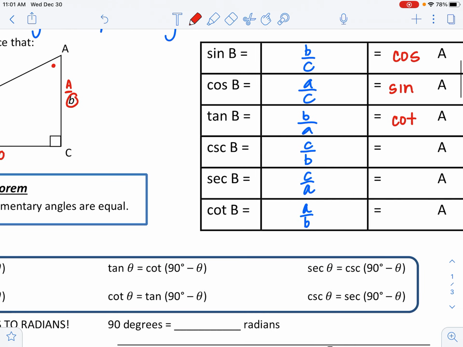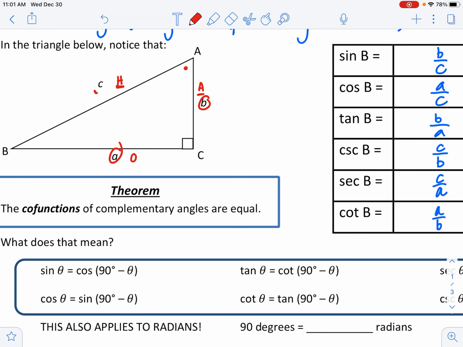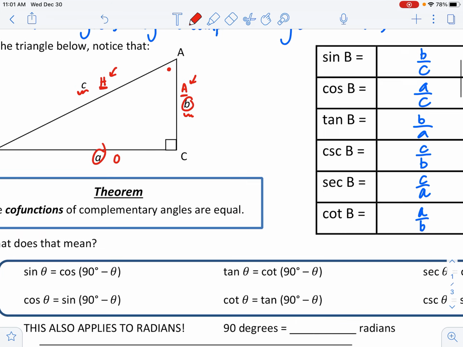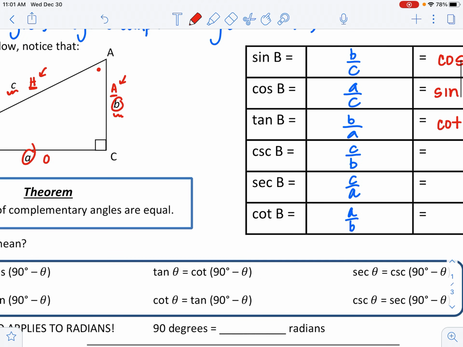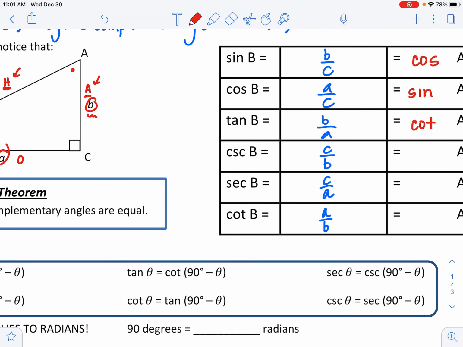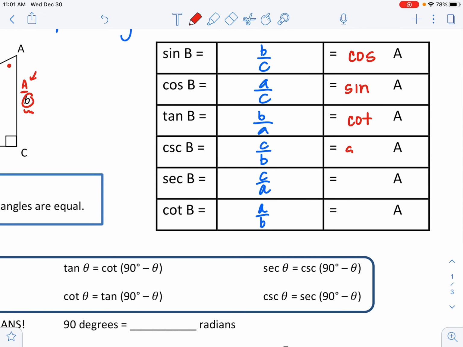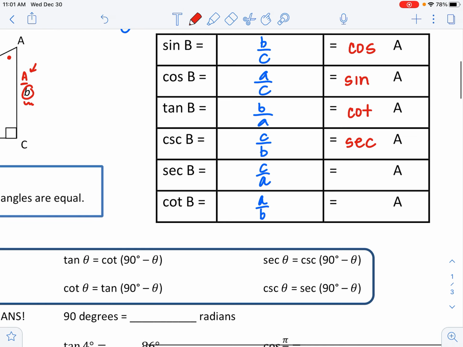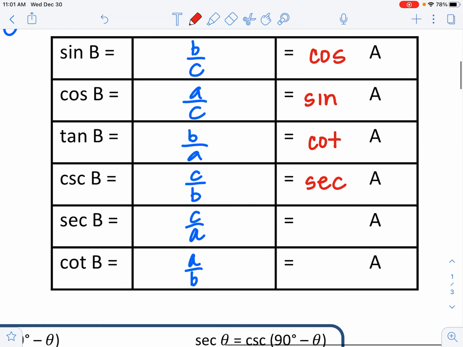Next we have C over B. So C over B, that's hypotenuse over adjacent. Hypotenuse over adjacent is the reciprocal of cosine, which is secant. So this is secant. So now that's where I pause and I say, okay, do you think you can fill out the rest of these without doing that step every single time?